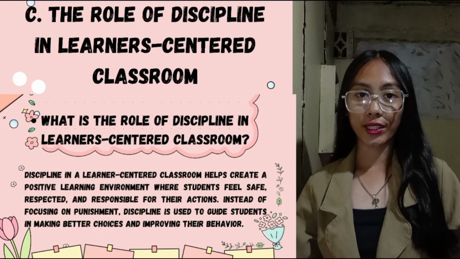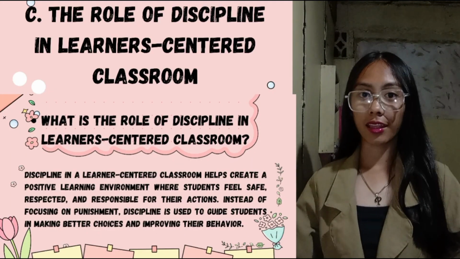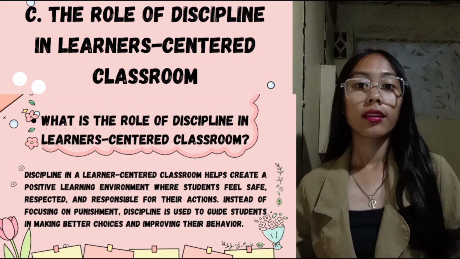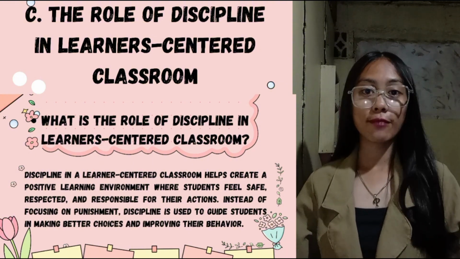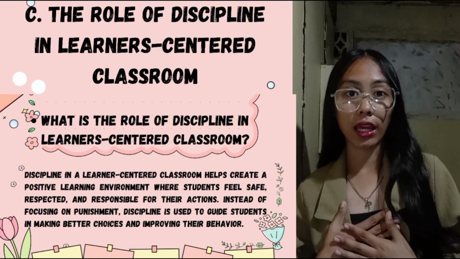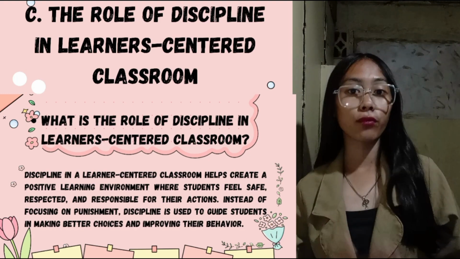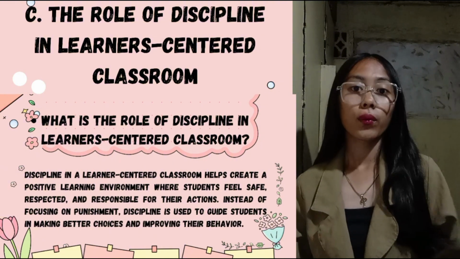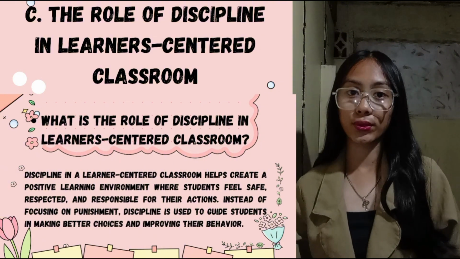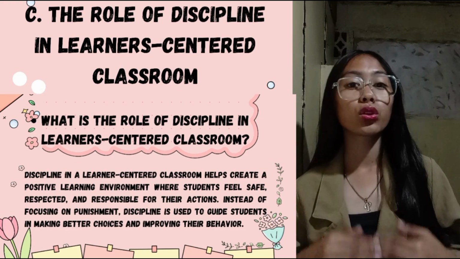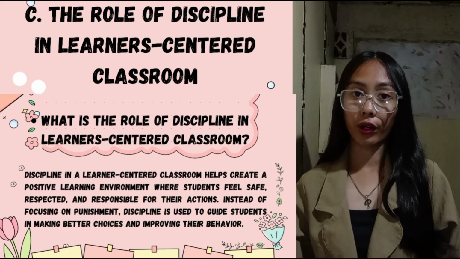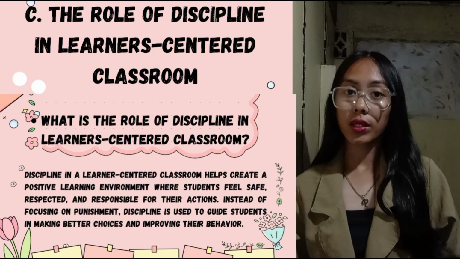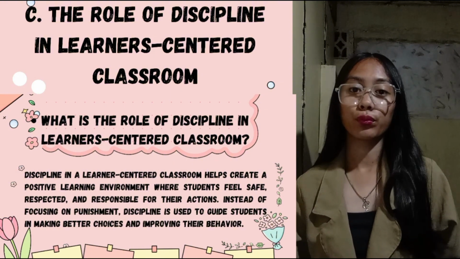So today we're going to discuss the role of discipline in a learner-centered classroom. Discipline in a learner-centered classroom helps create a positive learning environment where students feel safe, respected, and responsible for their actions. Instead of focusing on punishment, discipline is used to guide students in making better choices and to improve their behavior. So let us start to discuss the first discipline, which is the collaborative classroom.